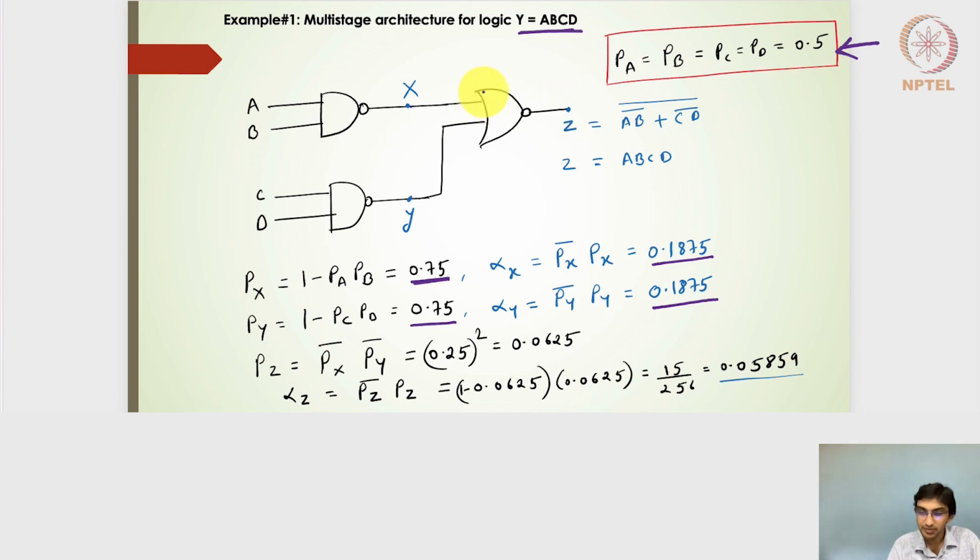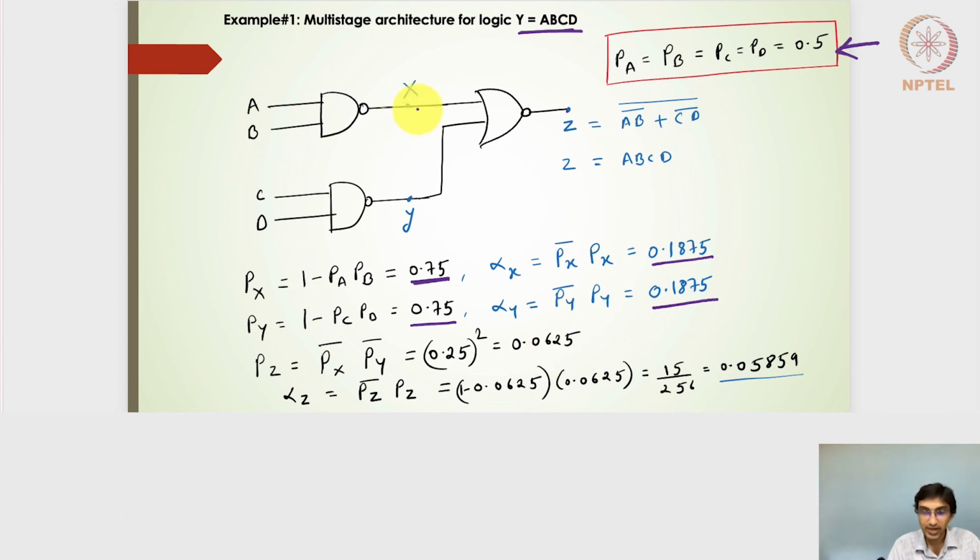Activity factor of Y is 0.1875. The PZ is nothing but the two-input NOR gate, and we know that Px bar, Py bar. Here Px is 0.75, so Px bar will be 0.25. Py is also 0.75, so Py bar will be nothing but 0.25. So Pz will be nothing but the probability of the output of this two-input NOR gate being at 1, which will be 0.25 the whole square, 0.0625. So now I have evaluated the probability at all the three output nodes.